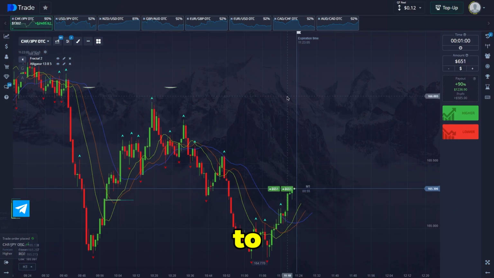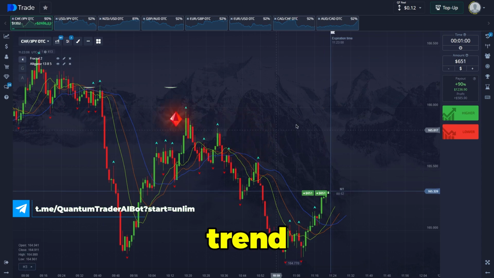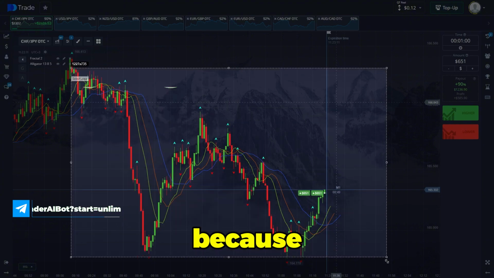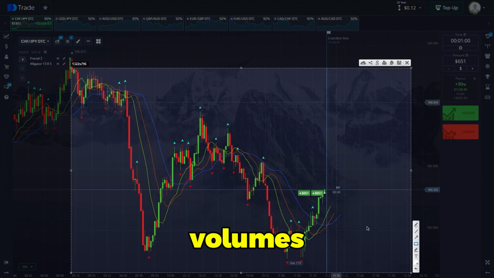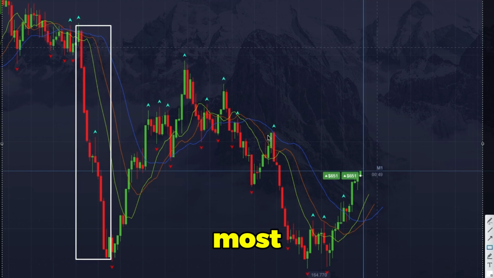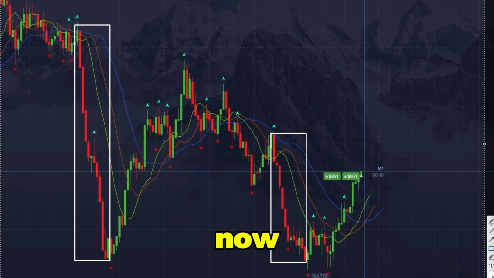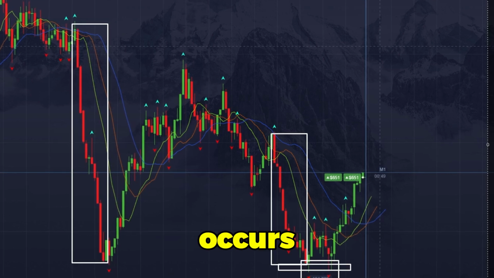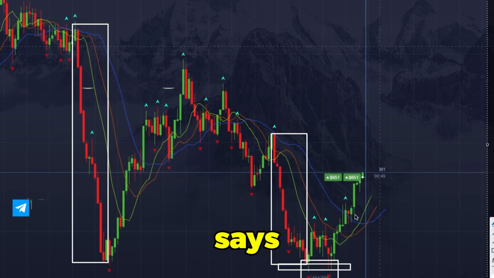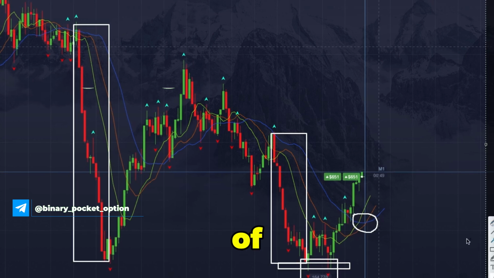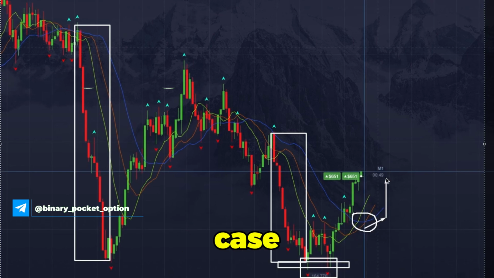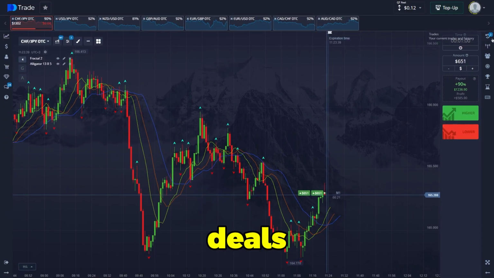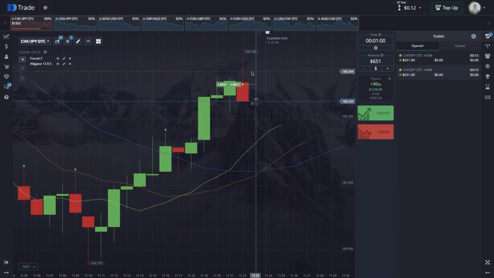Here, we open deals to increase in the direction of the actual trend. We have a very strong upward trend now. Most likely it will prevail because previously very strong downward volumes were shown to us here, and most likely the price is recovering. We now have upward dynamics from this local minimum. The intersection of the moving averages occurs from bottom to top, and this says we are aware of a sign of upward dynamics. So in this case, we open the deal again for an increase. To look at the result of these two deals, we have 20 seconds left.